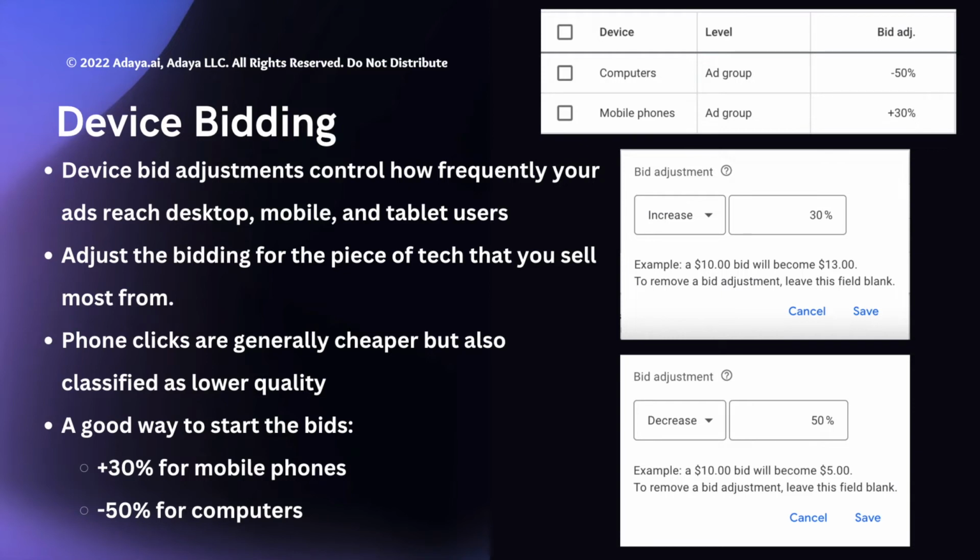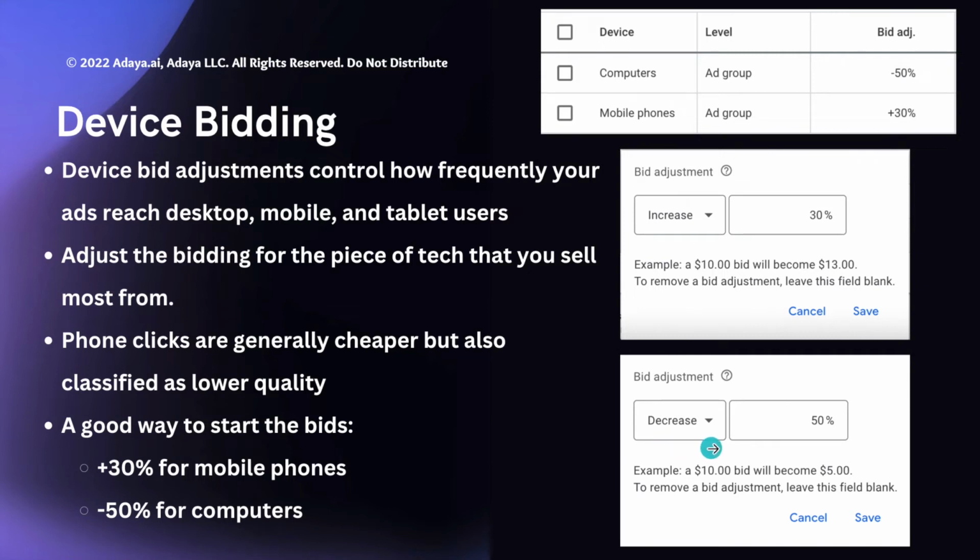A good way to start the bids would be plus 30% for mobile phones, minus 50% for computers. What does this mean? So if we look over here, I have it set up computers minus 50%, phones plus 30%, right? So if we increase 30%, that means that what would be a $10 bid, if someone is trying to outbid us, we're giving Google the authority to increase it to up to $13, right? Because we want to outbid any competitor.